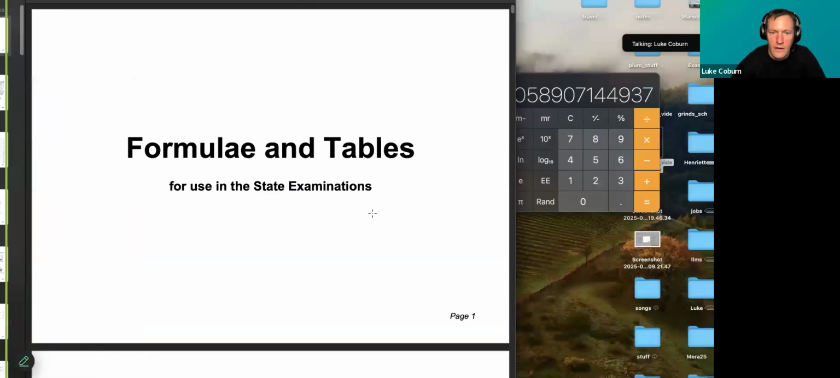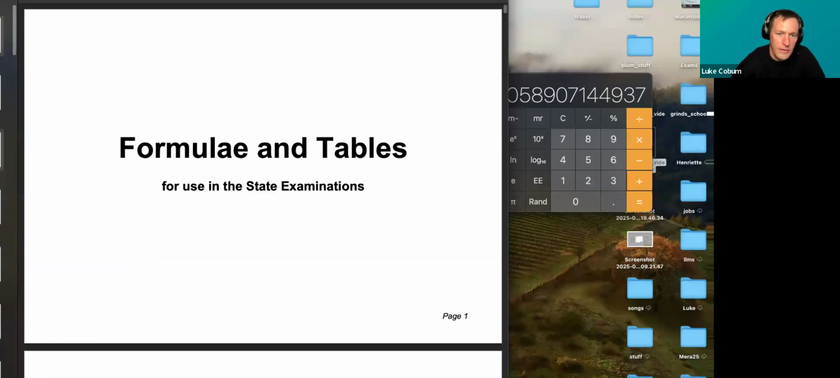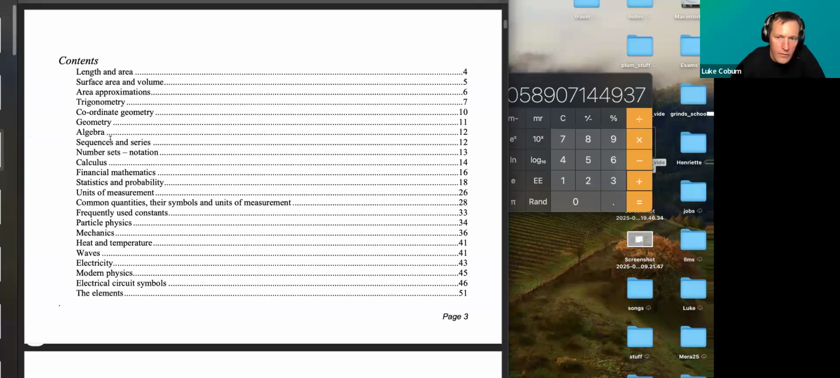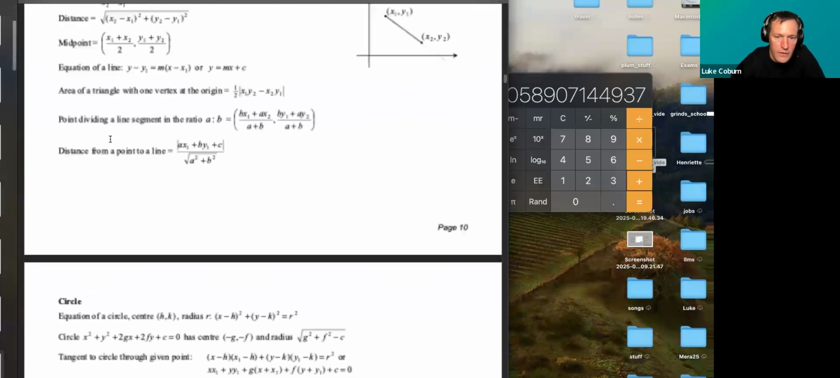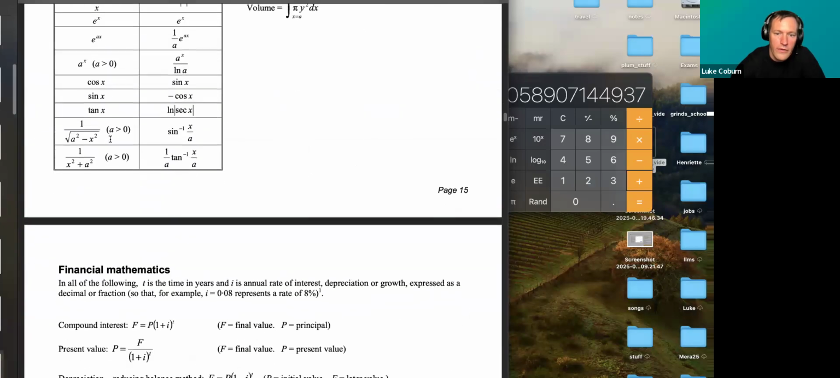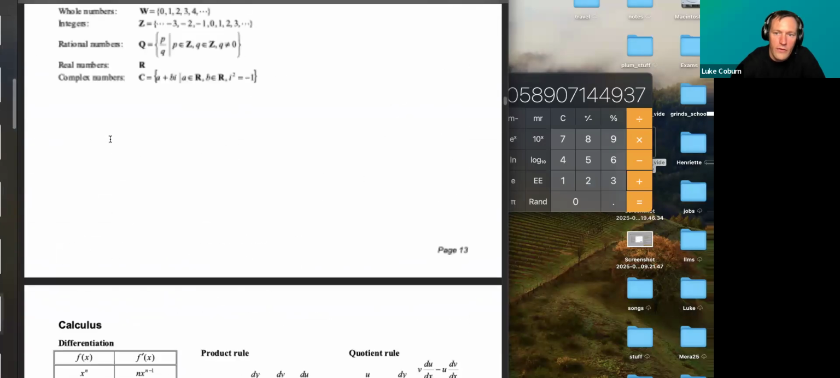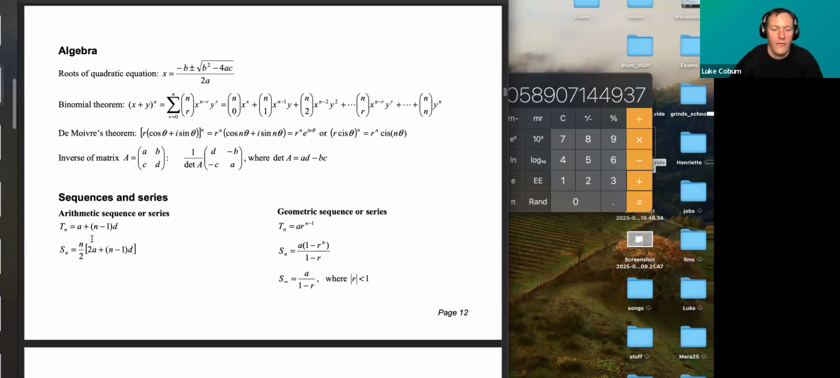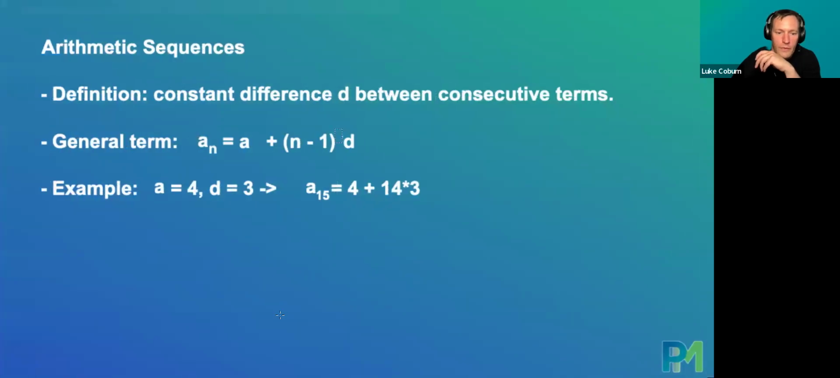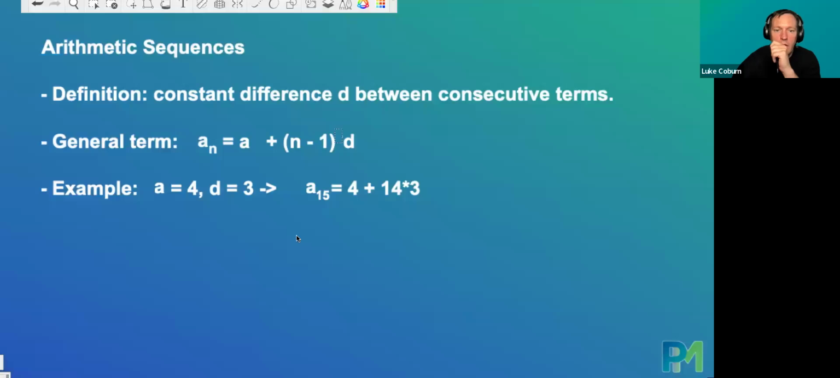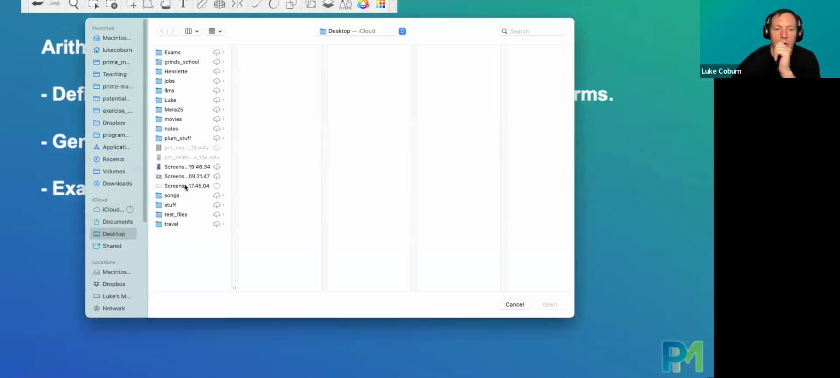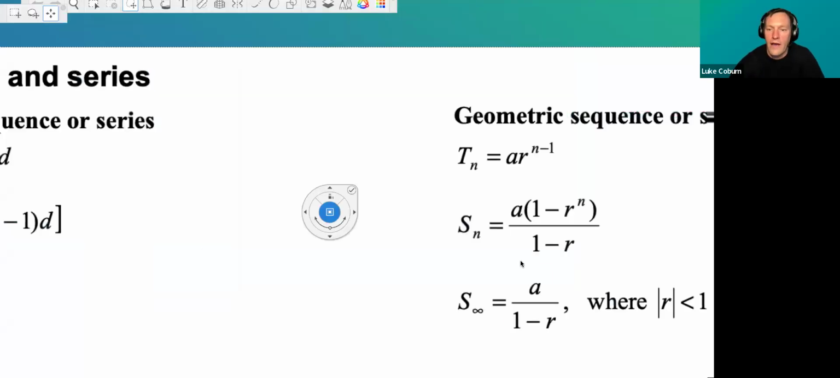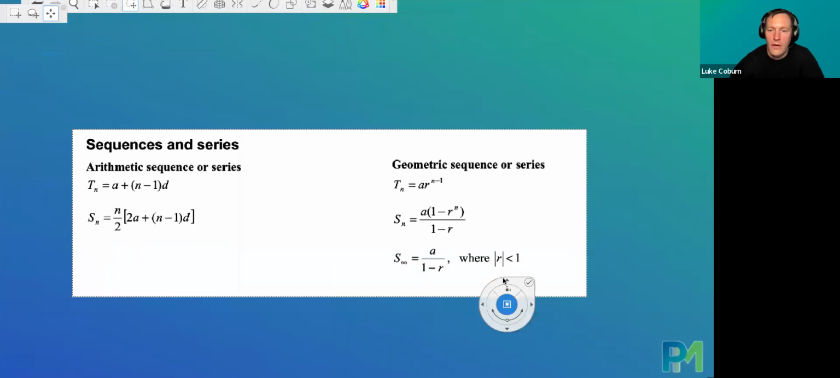So if we look at the tables here, which page is it on? Sequences and series on page 12. So the good news here is that you have these formulas. We have the formulas for the arithmetic sequence and for the geometric sequence. So let me just take these across. So we have these formulas.